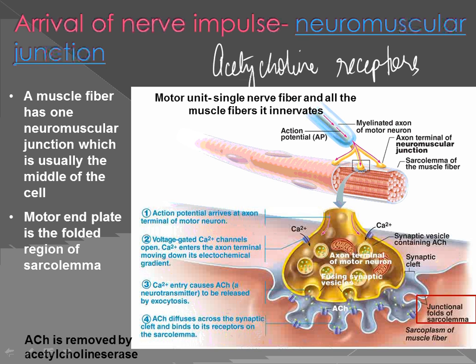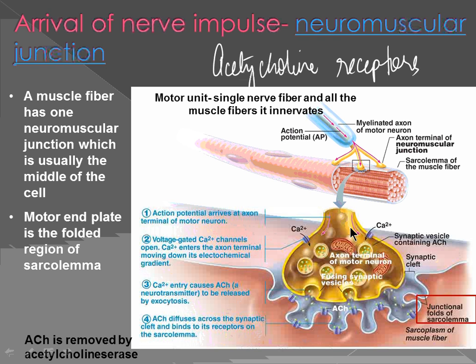So, you know, different receptors attach to different substances. So let's see what happens. A nerve impulse comes along, traveling from the central nervous system. It comes down the nerve fiber, and it comes towards this axon terminal.